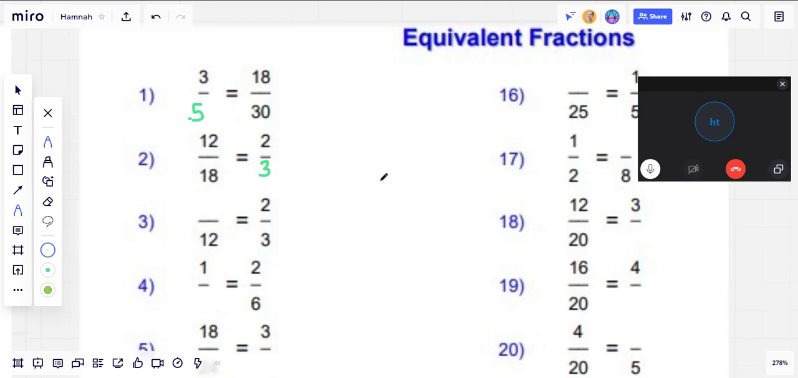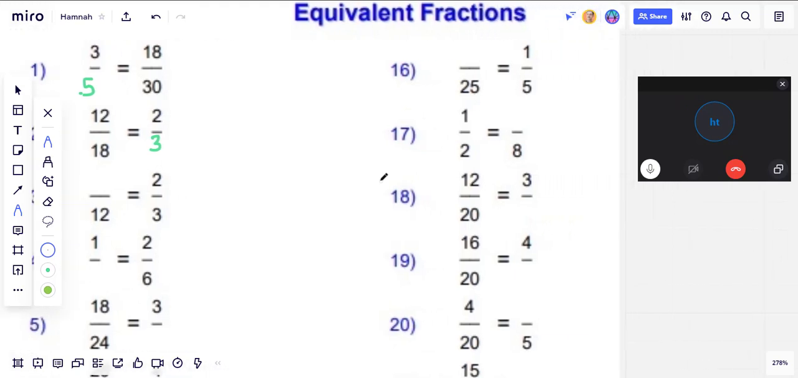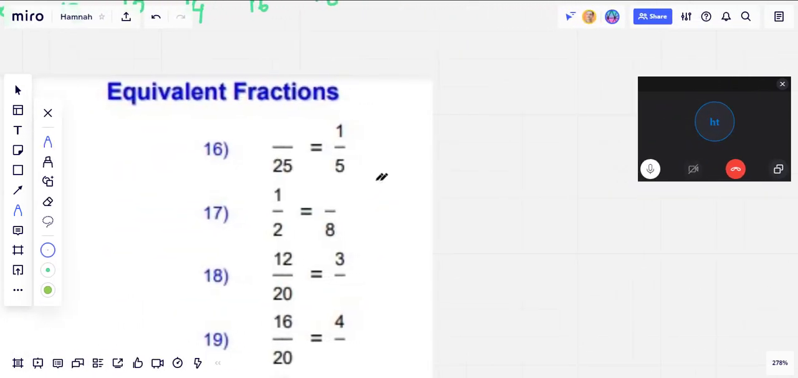Is that clear, or do you want me to solve more questions? Just solve a bit more for me to get that understanding. That's fine. Tell me then, which one do you want me to solve? Which one? How about number 16? That one? That's the easiest one.